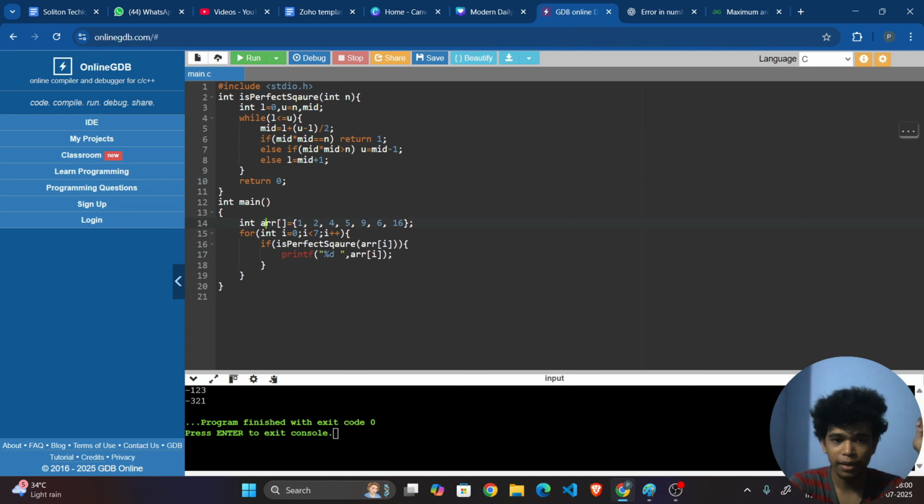Now here I am going to traverse the given array, and I am checking whether any of the given values is a perfect square or not. If it is a perfect square, I will print it here. That's it. Can you understand this?